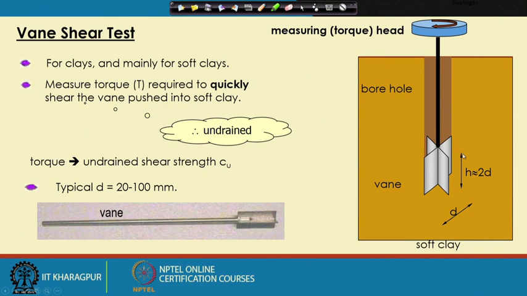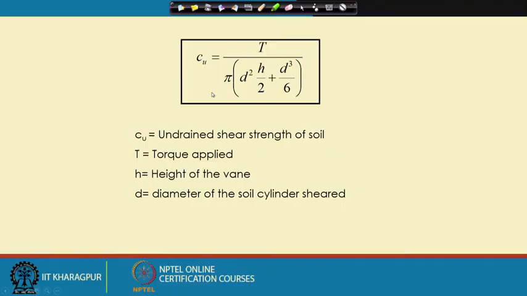So, if you look at these things, this is the diameter of the vane, and this is the height of the vane. Generally, H is approximately 2 times the diameter. So, if I know D, if I know H, and if I know the measured torque that we are applying to the soil, we can get the undrained cohesion of the soil by using this expression.